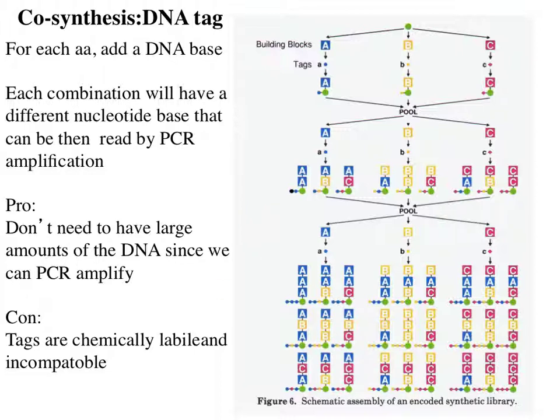The advantage of this is that you don't need to have large amounts of DNA, since you can PCR amplify, and that's good. But the cons for this is that the tags are chemically labile, so the DNA tags aren't as stable, and they're incompatible. And another con might be that the oligonucleotides may interfere with the assays that you're looking at, because if you're looking at more biological assays that involve proteins and other macromolecules, it might interfere.